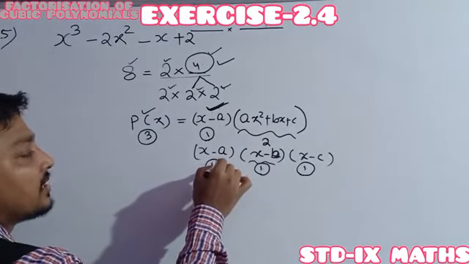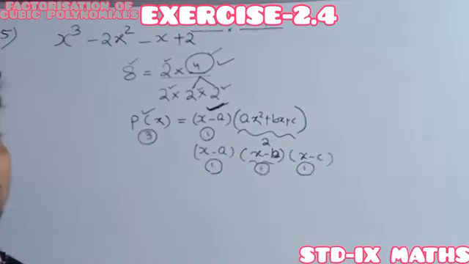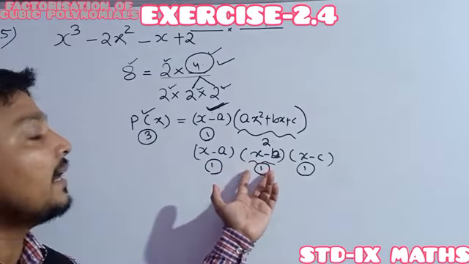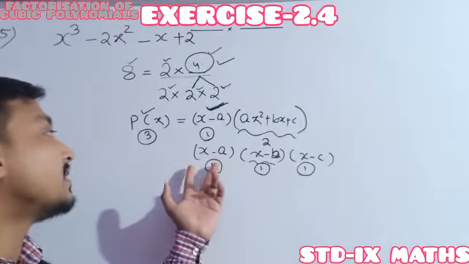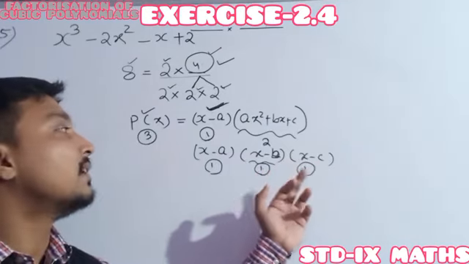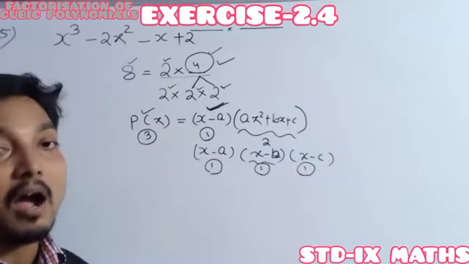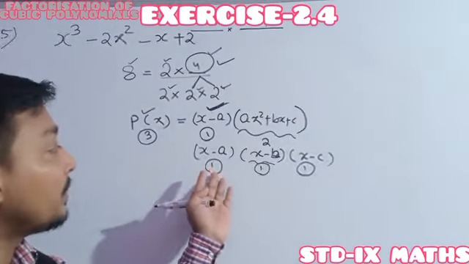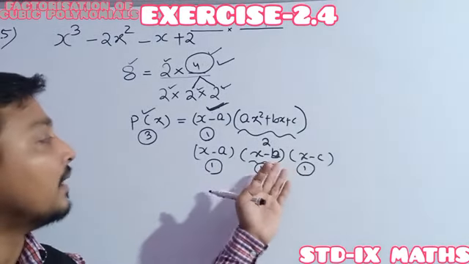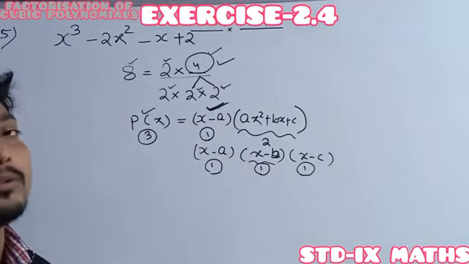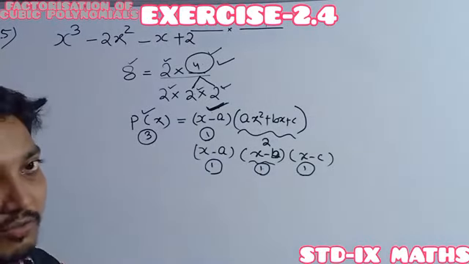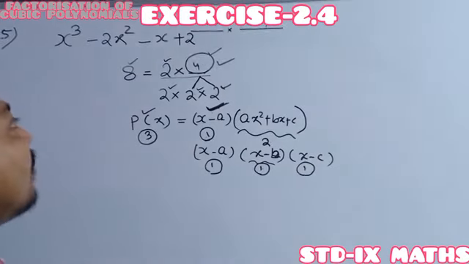Here previously the degree was 1. Cubic means finally you will get the product of 3 linear polynomials. Linear means degree 1, degree 1, degree 1. So here the 3 factors must be linear polynomials, each having degree 1, and 1 plus 1 plus 1 equals 3. On the left side the degree will be 3. Clear? Now understood everything? So now we will proceed to how to find the factor.